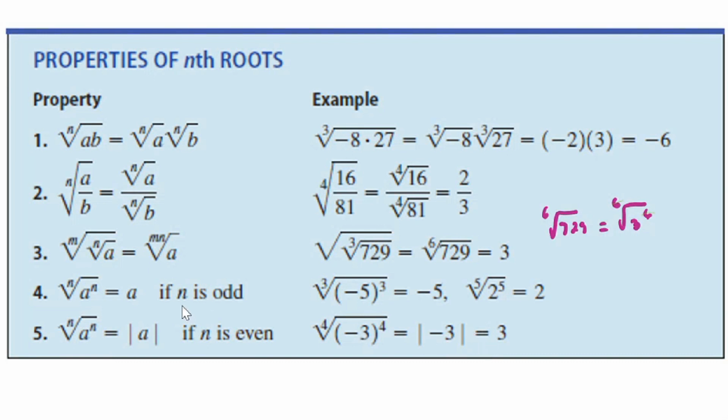So the other example, if n is odd, shall we say your index here, the n is odd, the cube root of the quantity of negative 5 to the power of 3. So cancel the exponent and the index because they are just the same. So the answer there is negative 5, not the absolute value. Take note when the value of n is odd. But if n is even, take the absolute value.